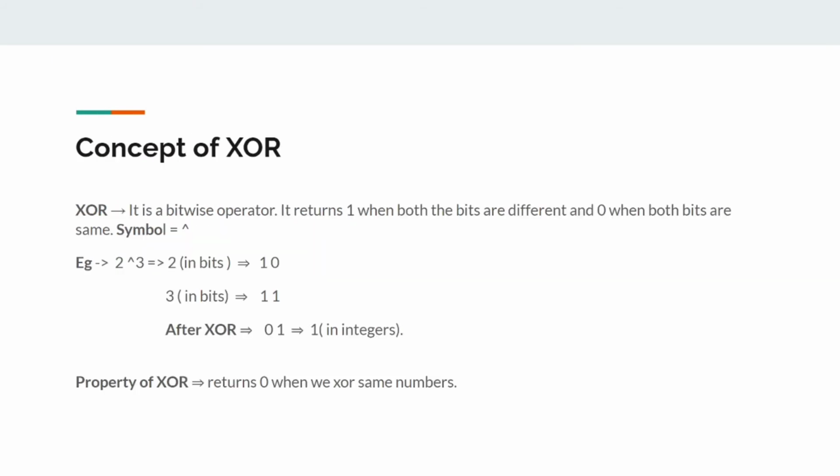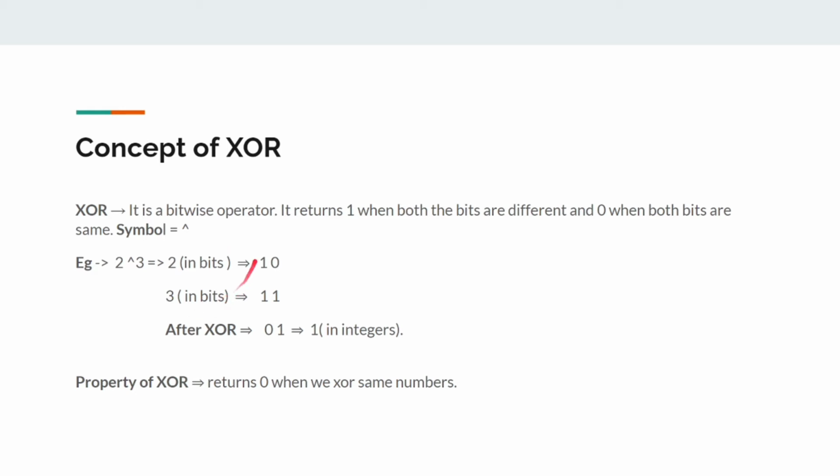A better solution is possible if we use the concept of XOR. So let me just brief you on XOR. XOR is a bitwise operator. It returns 1 when both the bits are different and 0 when both the bits are the same. Okay, so let's say there are two numbers, that is 2 and 3, and we are XORing them.